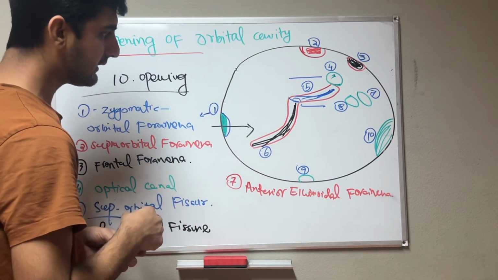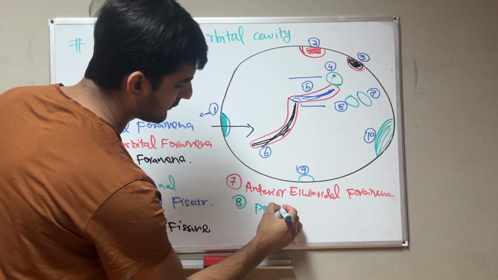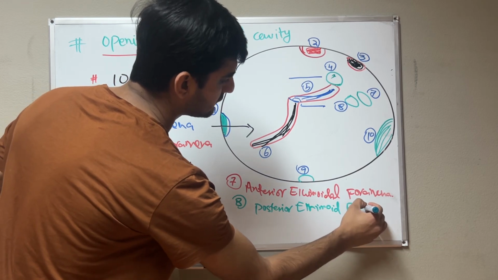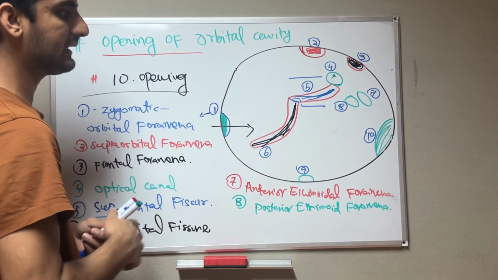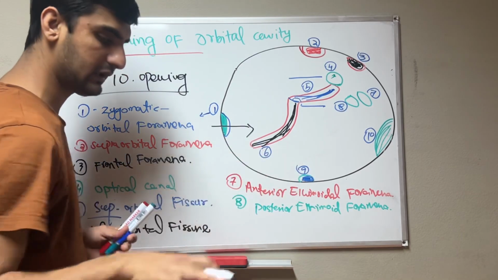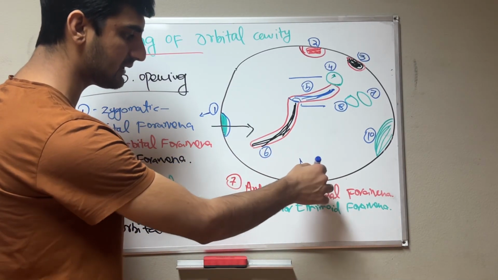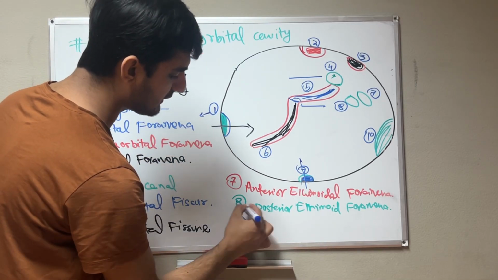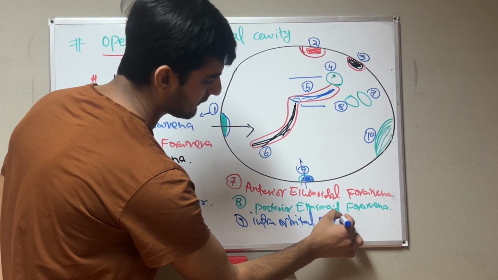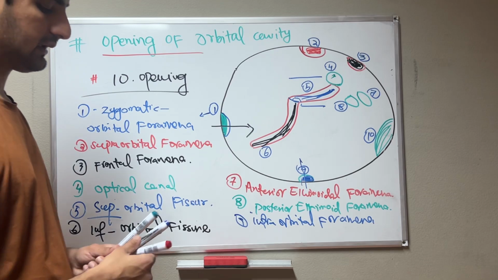Now the eighth opening is the posterior ethmoidal foramen, at the back side. Okay, this is the eighth opening, and then the ninth and tenth. Do you remember the supraorbital foramen? Now in the lower wall, the inferior wall of the orbit, we have the infraorbital foramen and infraorbital canal, connecting with the infraorbital foramen in the maxilla bone. The ninth opening is the infraorbital foramen. Now the tenth opening.